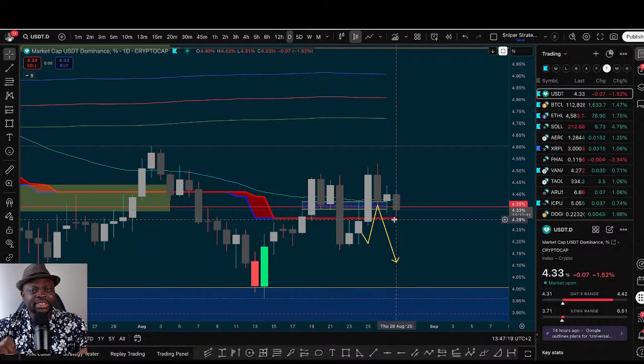So whenever you see price on the daily time frame below the 50-day moving average on USDT dominance, you are looking to long Bitcoin that day, or long altcoin that day. But when you see dominance above the 50-day moving average, then you are looking to short Bitcoin or short your altcoins.